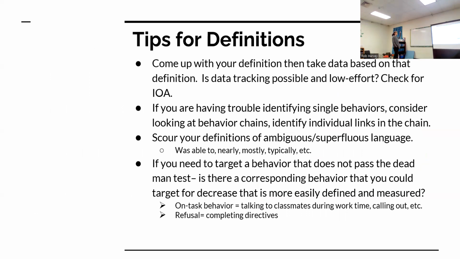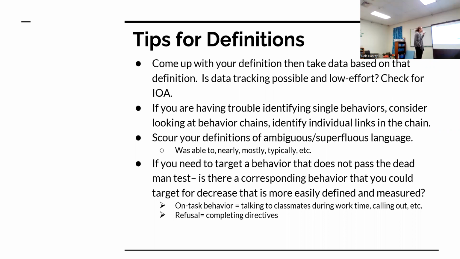Tips. If you encounter any of those questionable ones, what can you do? Just general guidelines here: come up with your definition, take data based on that definition, see how data tracking goes. If data tracking is a disaster or impossible, go back to your definition and change it. If you have trouble identifying single behaviors, think about whether this is a chain of behaviors. You can write out a chain of behaviors and then decide: do I want to bundle them up and define them together, as you would with tantrum behaviors, or do we need to separate these and target them individually?